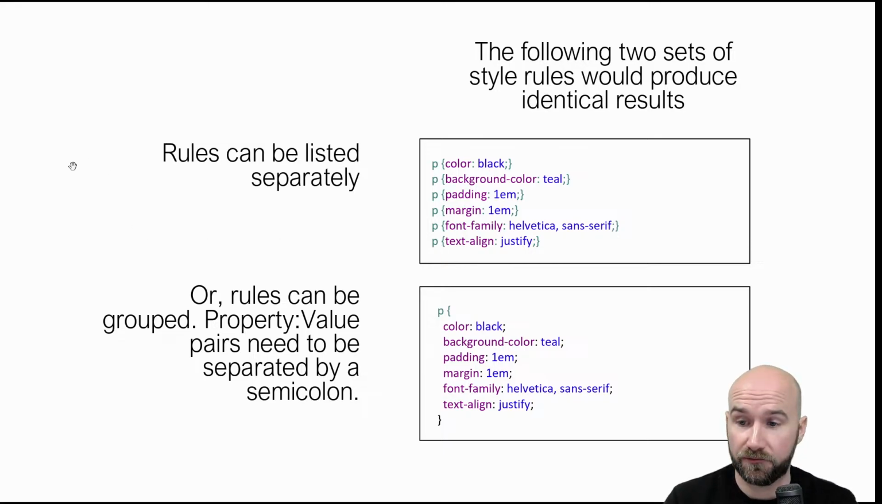So the following two rule sets essentially produce the same output, right? So if we were to take a look, we have 1, 2, 3, 4, 5, 6 different rules on paragraph, each with a separate property, but we can add them all together to fit within a singular rule. And I think we can all agree that's a little bit easier to deal with and a little bit easier to maintain as well.